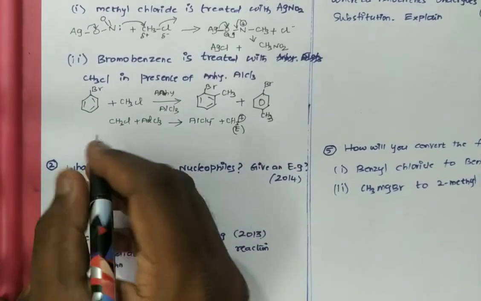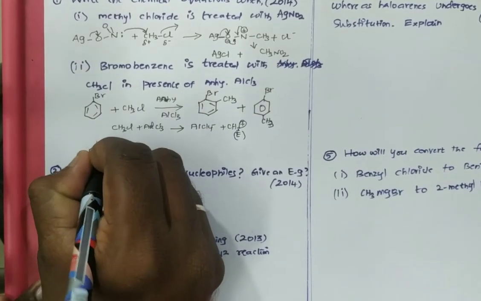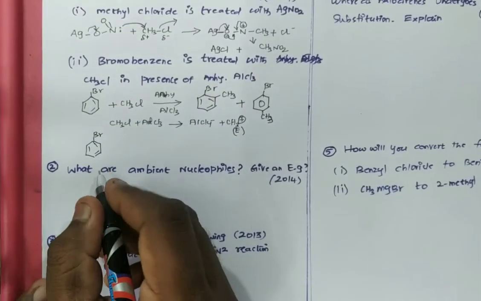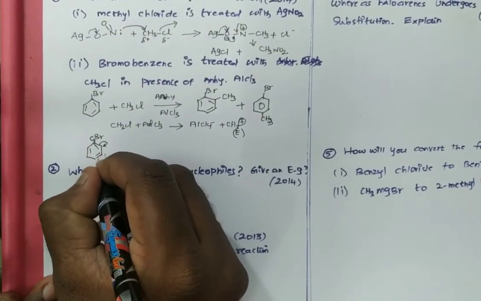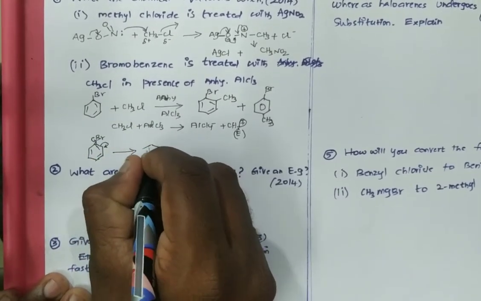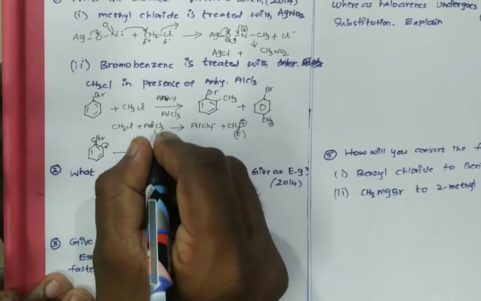How does it happen? If I am taking bromobenzene, in which bromine is an electron donor group, it donates electrons. By that, the electrons may shift like this. Because of that, I will be getting a structure like this, and I will be getting a number of resonance structures.